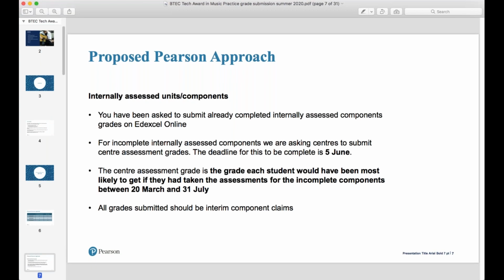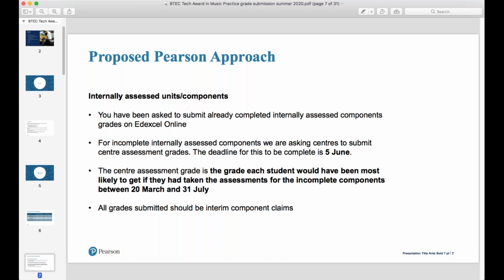So to look at this in a little more detail, we have asked you to submit any completed component grades via edX Online as soon as possible and no later than the 5th of June. We are also asking that for incomplete internally assessed components that were due to be completed, and that includes resubmission, between the 20th of March and the 31st of July, you submit centre assessment grades also by the 5th of June.